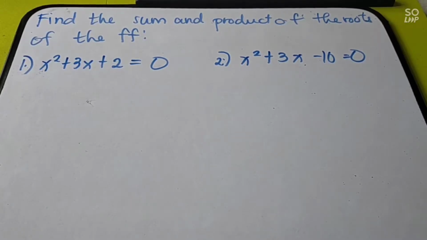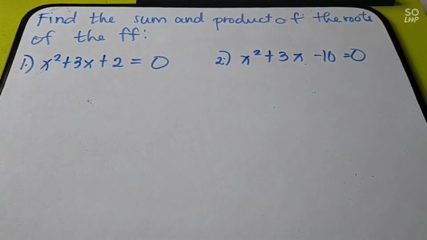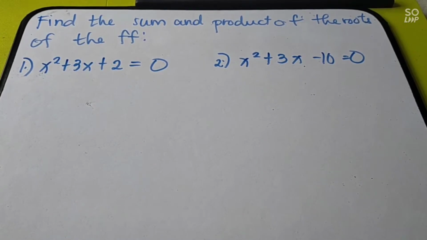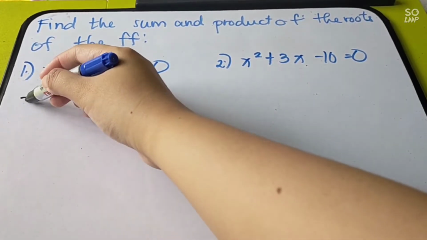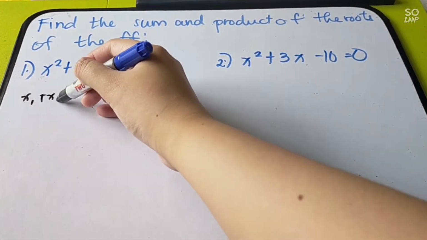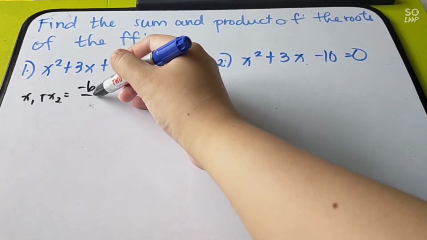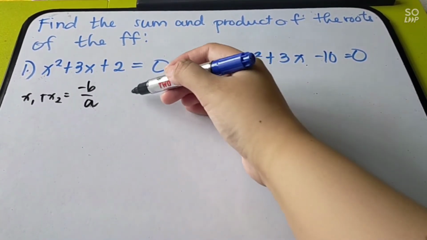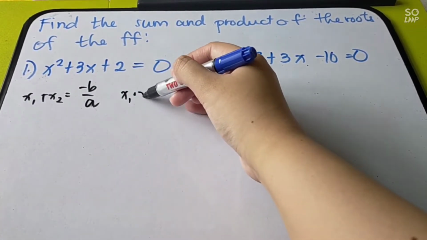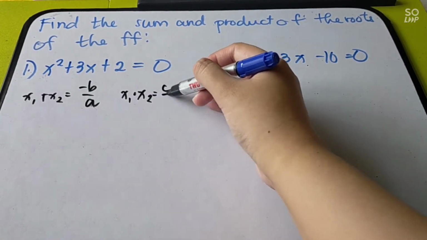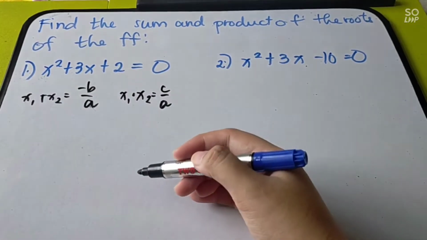Find the sum and product of the roots of the following. Number 1, x squared plus 3x plus 2 is equal to 0. So, ang formula lang naman natin for the sum, we have x sub 1 plus x sub 2 is equal to negative b over a. Then, for the product, we have x sub 1 times x sub 2 is equal to c over a. So, yan lang naman yung tatandaan natin.